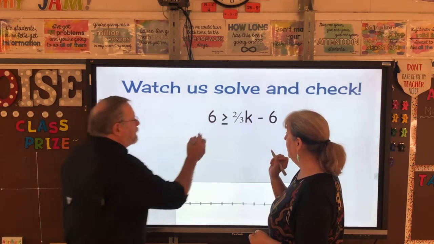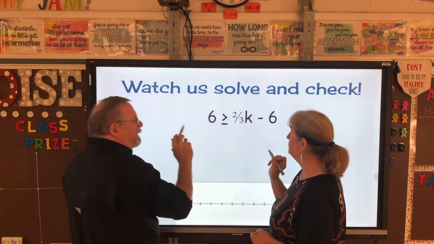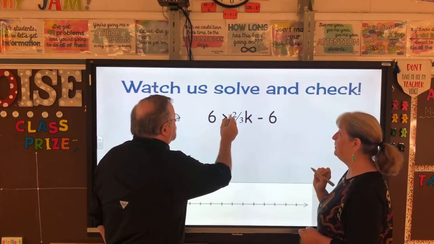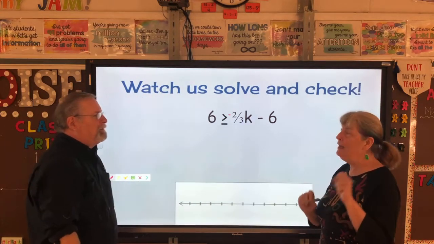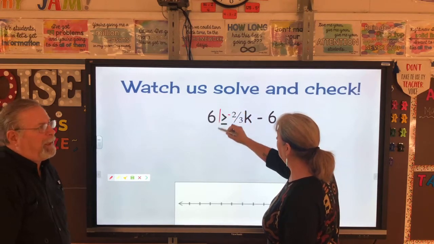Oh, we can make it a negative 2/3. Yeah, let's make it a negative 2/3. Oh, now it's a negative 2/3. Because we kind of need to show them an example. Yeah, we should show you an example of that, like the flipping the sign thing.